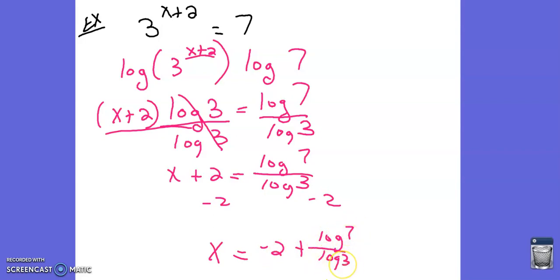And we're just going to plug that into the calculator. And when we plug in the calculator, we're going to get negative 0.2288. And that's the value of x. I mean, you can always check it. If you plug that value back into x, and then add 2 to it, and then 3 to that power, it should equal 7. Or again, since this is a rounded decimal, it will come very close to 7.